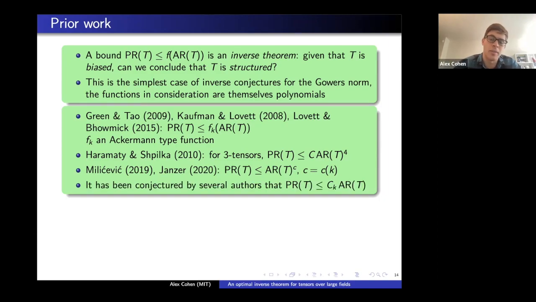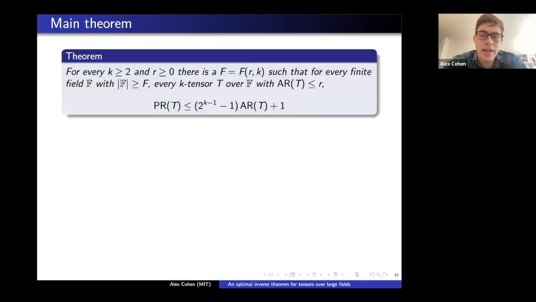And it's been conjectured by several authors that partition rank is bounded by a linear function of analytic rank. If this is true, this would be an optimal relationship and would explain, qualitatively, all of the bias in terms of partition rank. So the main theorem we prove is that this conjecture is true over large enough fields, where again, we have to work over large enough fields in order to make the analogy to work over the algebraic closure in a suitable way. So partition rank is bounded by some constant times analytic rank, plus one. And the size of the field depends on two things. It depends on the order of the tensor, and it also depends on the analytic rank. So what this says is that assuming the analytic rank is small, if the field size is large enough in terms of the analytic rank, then the partition rank is small.